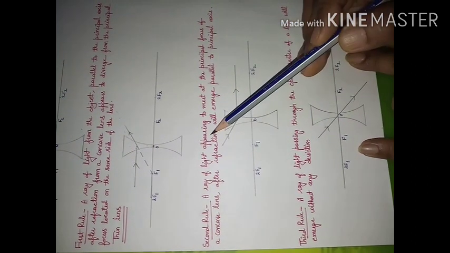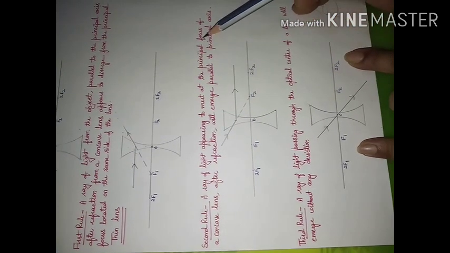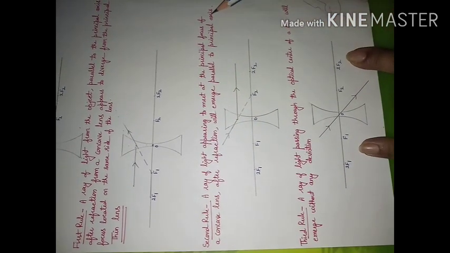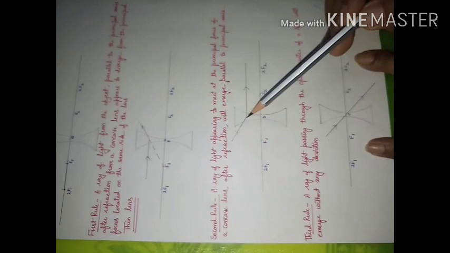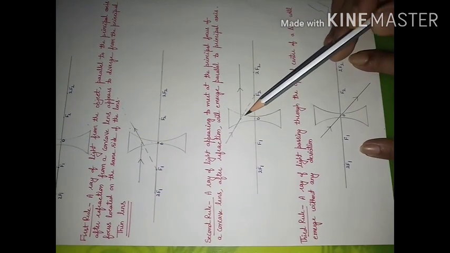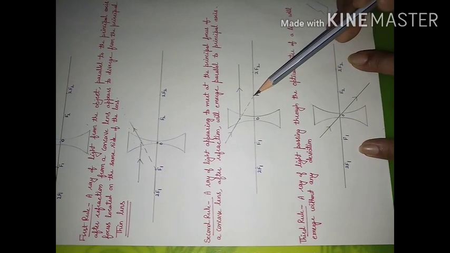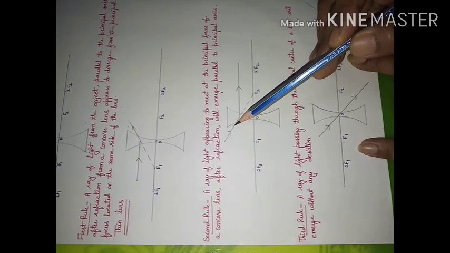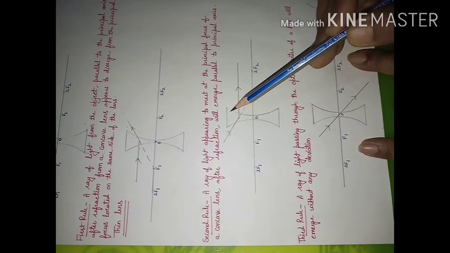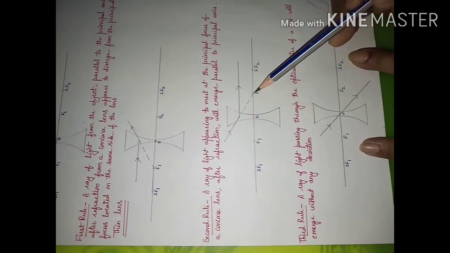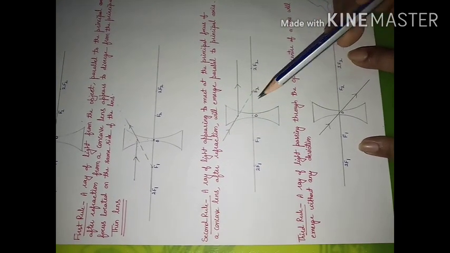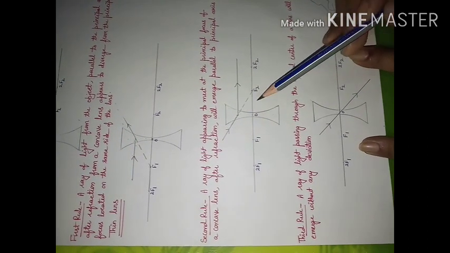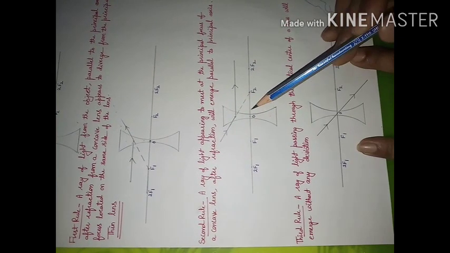Next, a ray of light appearing to meet at principal focus of concave lens after refraction will become parallel to principal axis. This is incident ray of light. If this lens will not be there, then it will pass straight and it will pass through this point. But lens is there, so this ray of light will deviate from its path. It will suffer refraction. So which is supposed to go straight, passing through focus in absence of this lens, then it will suffer refraction, and after refraction it will become parallel to principal axis.